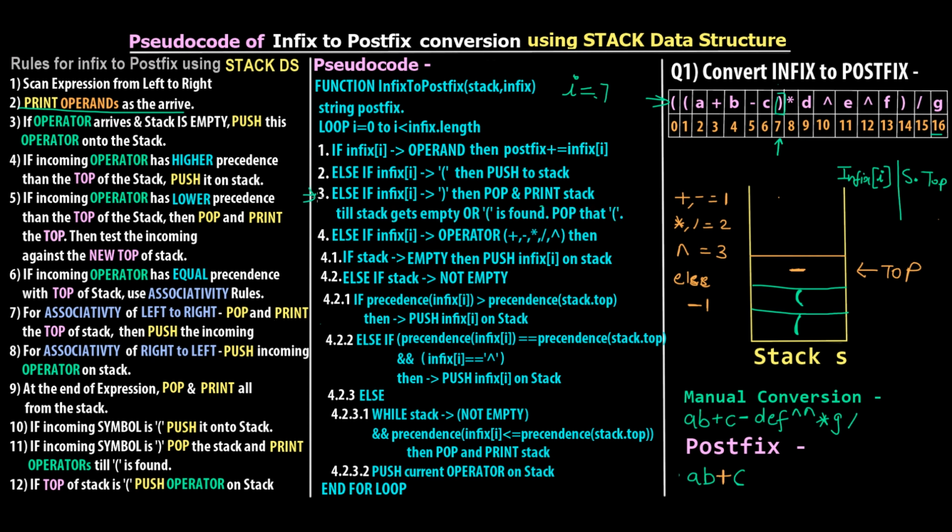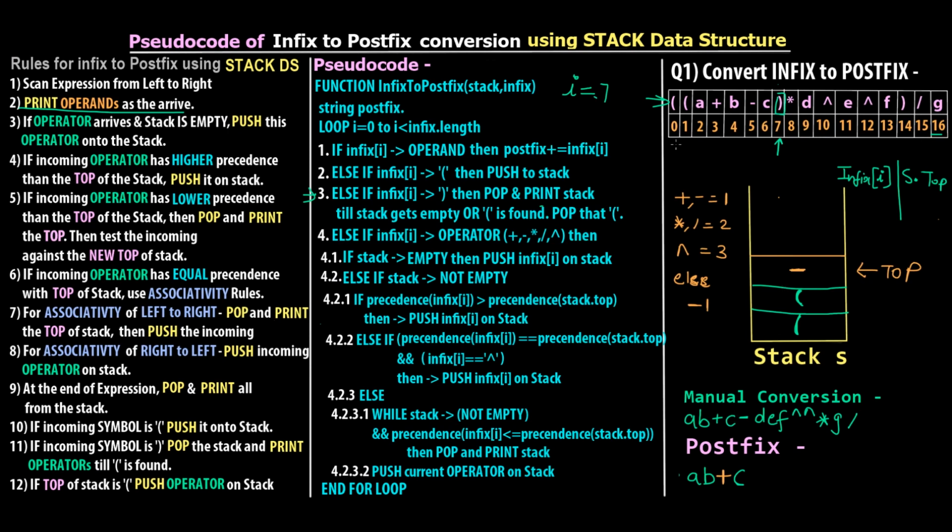So point number 3 is for closing bracket, which we have got over here, and it says pop and print the stack till the stack gets empty, or an opening bracket is found, and then just pop that opening bracket as well. Don't print it, just pop it out. Just remove it because in the postfix expression we are not requiring any opening or closing bracket. So we don't need to print that. When I say print, it means adding it to the postfix expression.